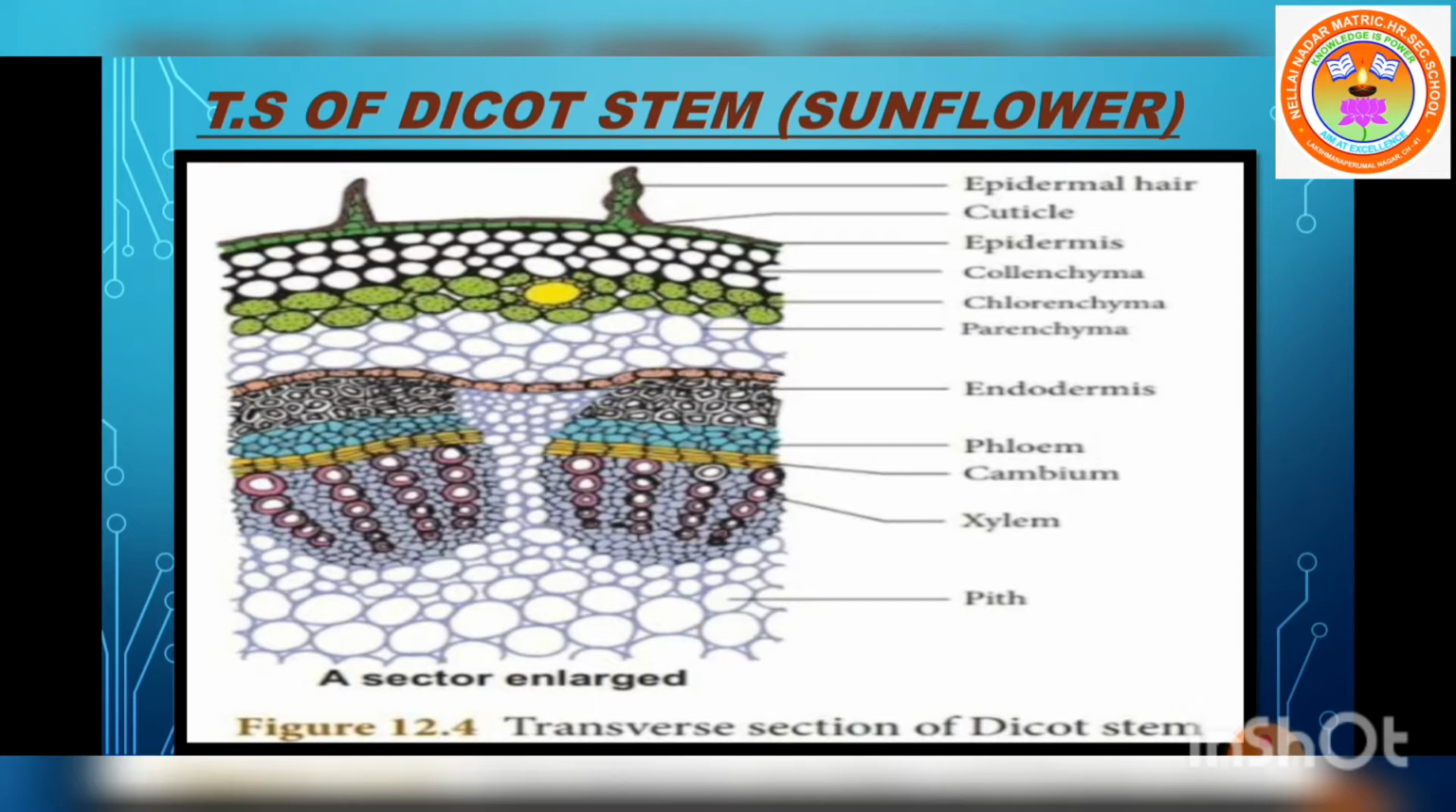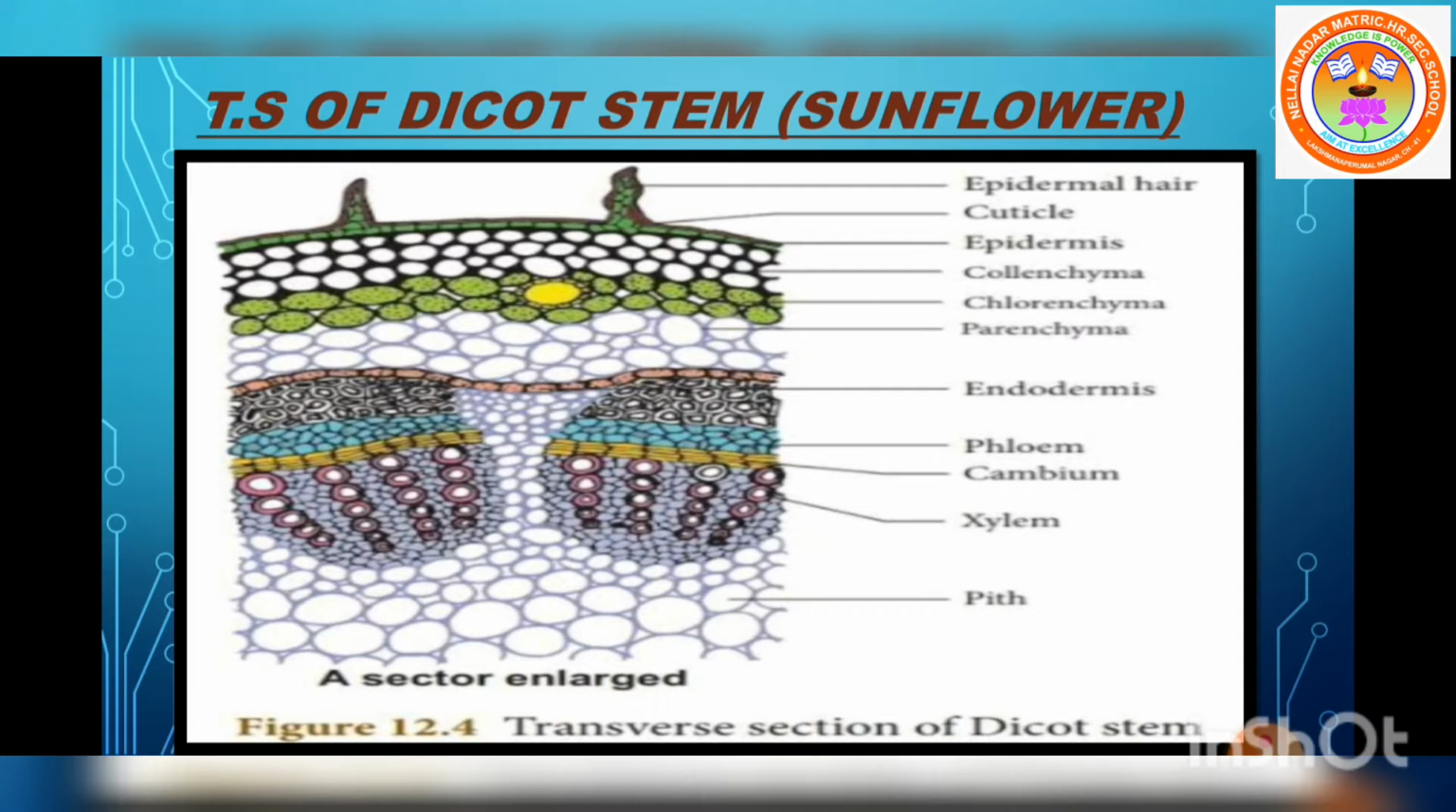Epidermis. Epidermis is protective in function and forms the outermost layer of the stem. It is a single layer of parenchymatous rectangular cells. The cells are compactly arranged without intercellular spaces. The outer walls of the epidermal cells have a layer called cuticle. The cuticle checks the transpiration. The cuticle is made up of a waxy substance known as cutin.